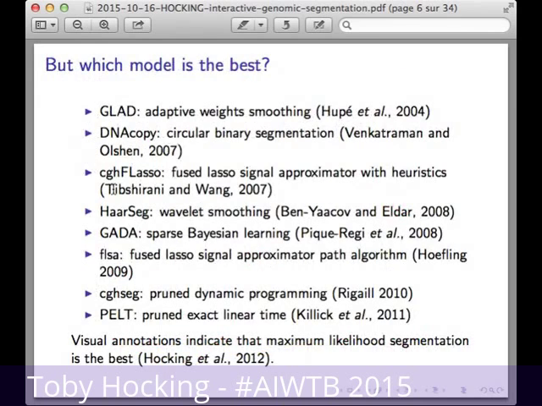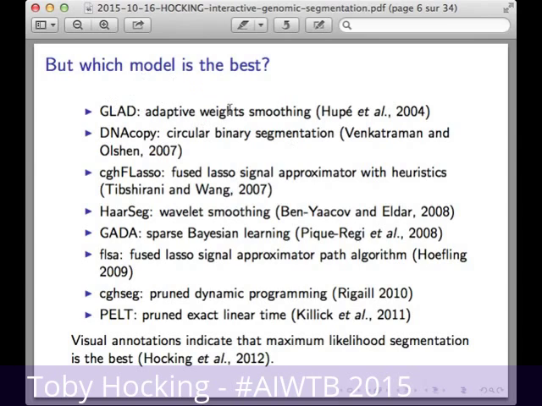Okay, so like I said, the way that I framed this problem is as a supervised machine learning problem, right? Where you have a doctor who is going to give some labels about what is the correct interpretation of these profiles in terms of copy number. But in fact, most of the previous methods that attack this problem are completely unsupervised.